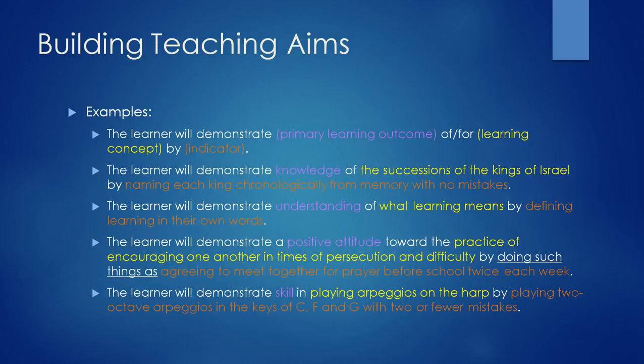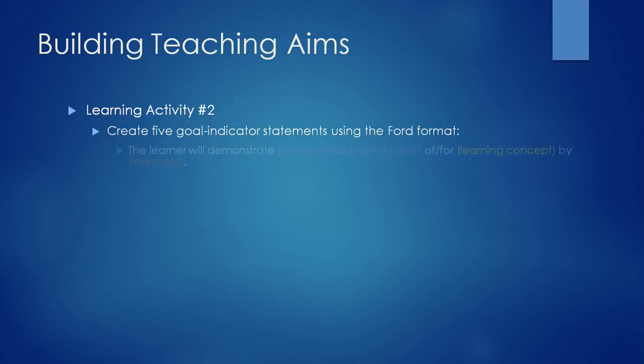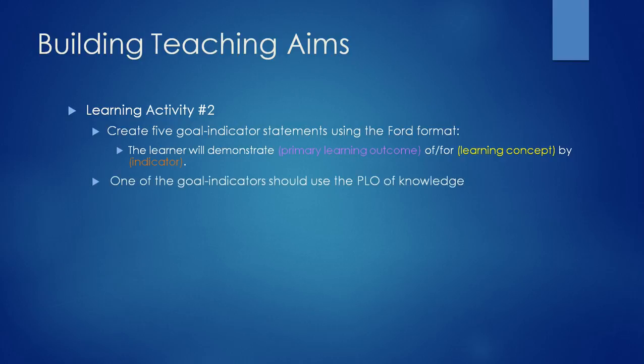Okay. So these are examples here of Ford's kind of template of the goal indicator statements, and we're going to use this kind of approach with our lesson plan. Okay. So let's keep going here. Learning activity number 2. You're going to create 5 of these goal indicator statements using the Ford format. Okay, this format here. One of those goal indicators should use the primary learning outcome of knowledge.